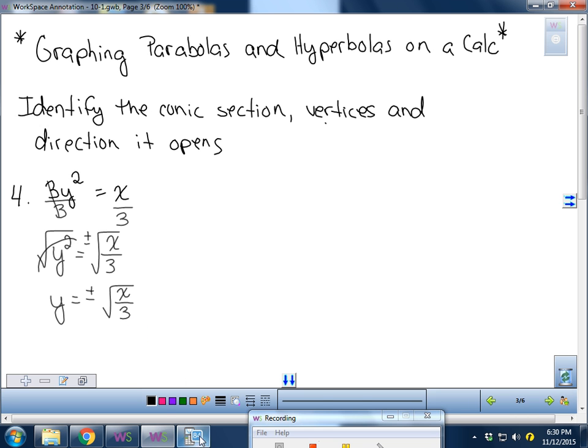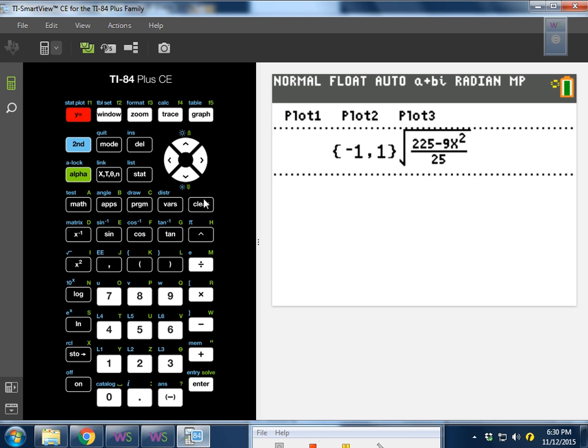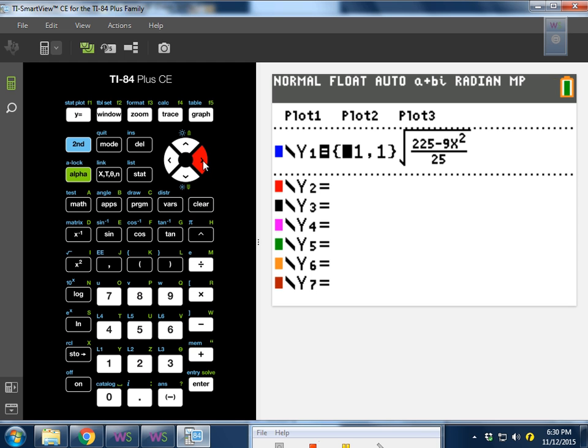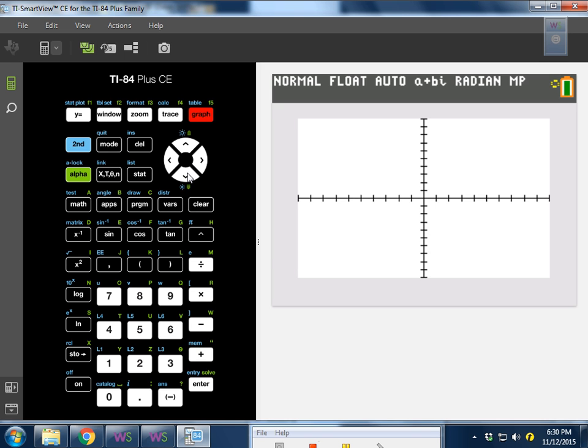So I'll go to my graphing calculator to graph that. I still want the minus and the plus. And I am still square rooting, so I'll just take everything off of here. All right, and it was the square root of x over 3. So this will graph the negative side and then the positive side of this, and we'll be able to tell what it is.